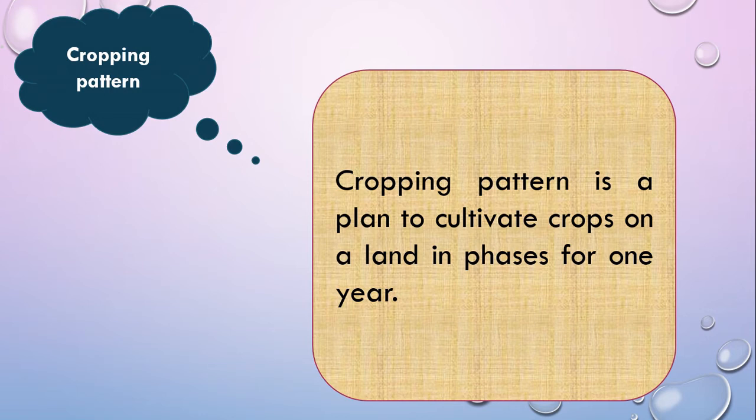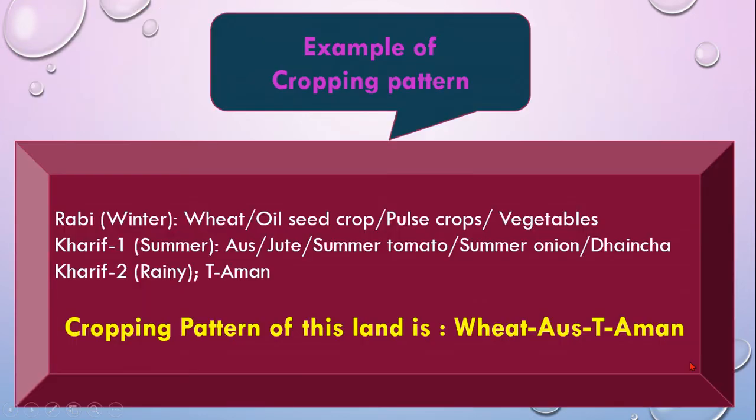Like I said, cropping pattern is a plan to cultivate crops on a land in phases for 1 year. That means on a specific land in a year, which crop is cultivated in the three cropping seasons, that is called cropping pattern. This is very, very important for your CQ as well. If this is the example of cropping pattern, you can understand very easily.